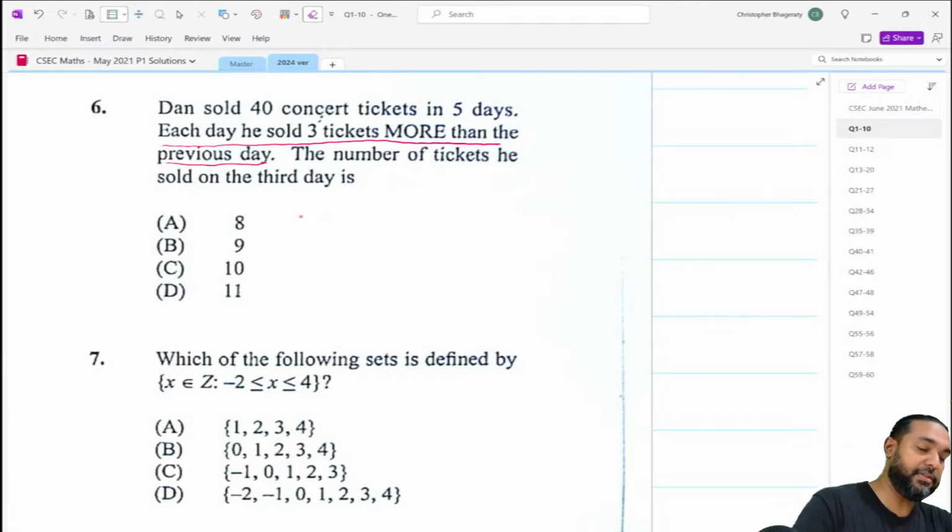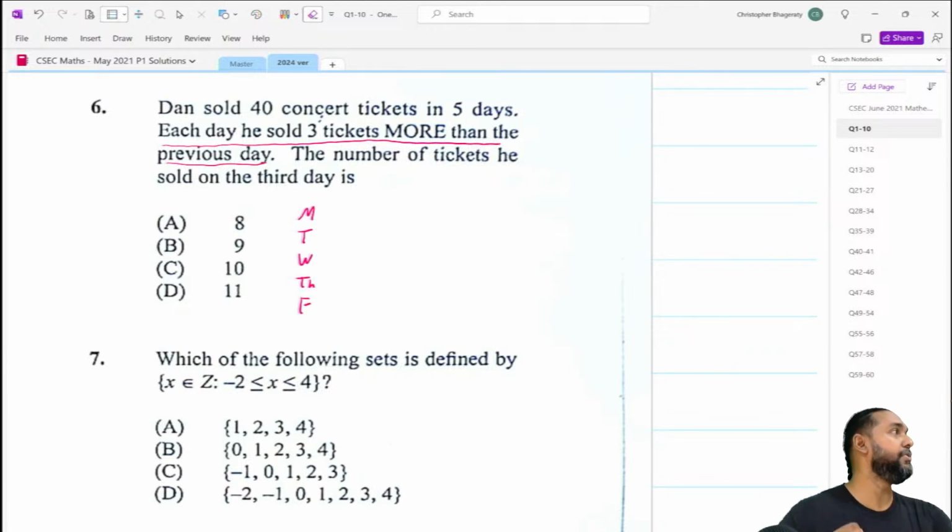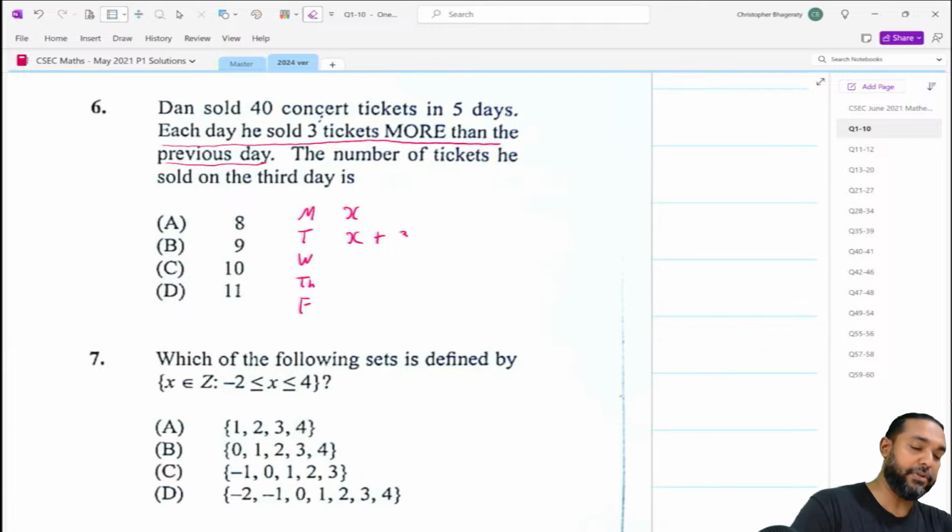So let's say it was Monday, Tuesday, Wednesday, Thursday, and Friday, right? So let's use algebra. Let's use the number of tickets on day 1 as X. On day 2, he sold 3 more. So that'll be X plus how much? X plus 3. On Wednesday, he sold 3 more. So X plus 3 is X plus 6. On day 4, he sold 3 more. That'd be X plus 9. And on Friday, he sold 3 more, which is X plus 12.